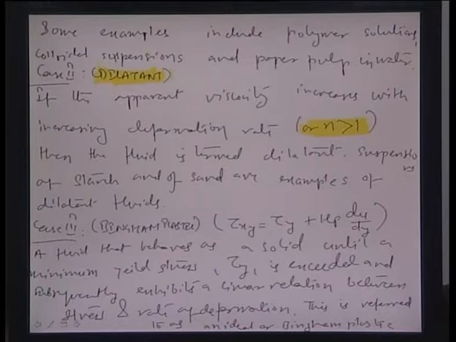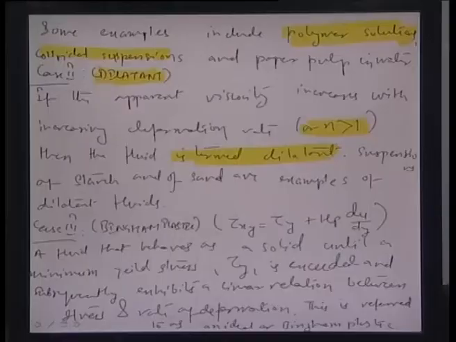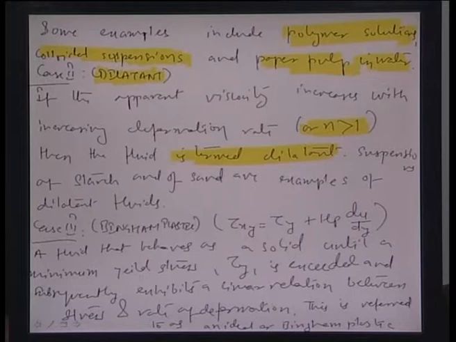Some examples of the earlier case of pseudoplastics can be polymer solutions, which means that with an increase in the velocity gradient, that means if you stir the polymer more and more, the viscosity value decreases because of this stirring action. Some other examples could be colloidal suspensions, or paper pulp mixed in water, where if you move it more and stir it more, the viscosity decreases because of that stirring action.